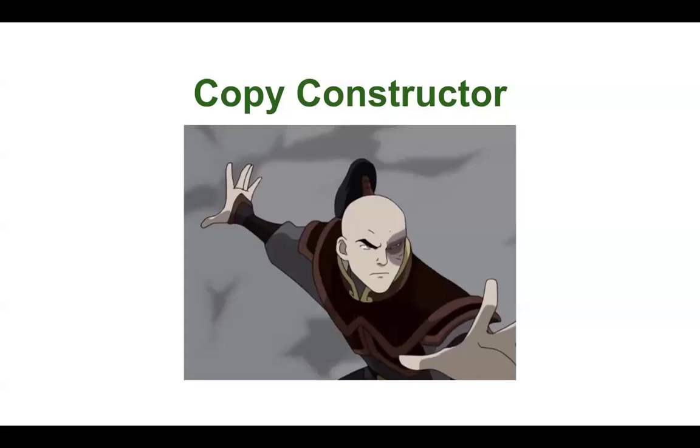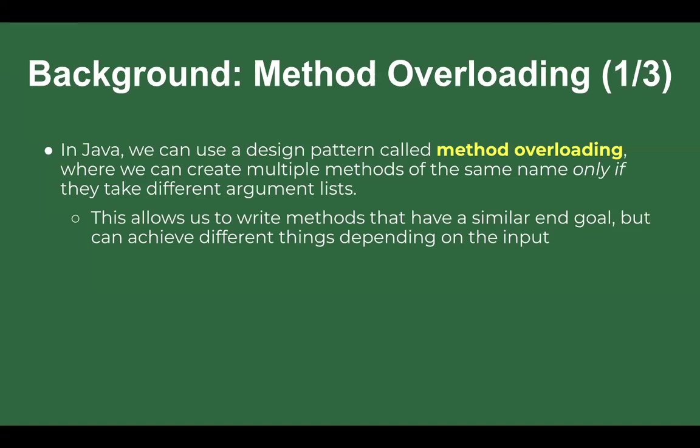Okay, awesome. Now for the fun stuff. We're going to be talking about copy constructors. So, as a little background, you've seen something like this before in method overloading. In Java, we can use a design pattern called method overloading, where we create multiple methods of the same name, only if they take different argument lists.